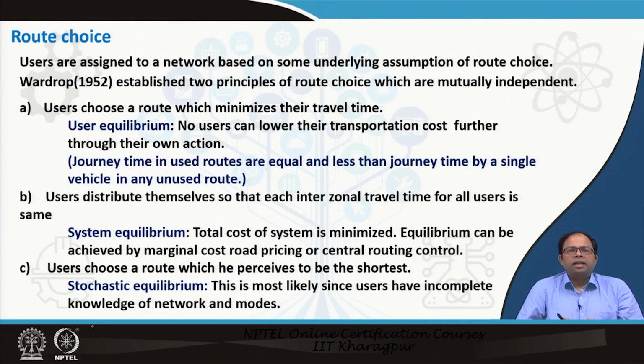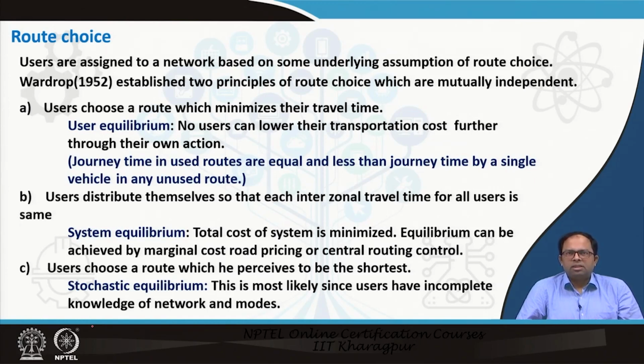Now, Wardrop in 1952 established two principles of route choice, and both these principles are mutually independent, and he actually gave the idea about two forms of equilibrium. One is user equilibrium, another is system equilibrium. Now, in the first one, he says that users choose a route which minimizes their travel time. So, whenever a user chooses a route, he will choose a route which minimizes his travel time, and no user will be able to lower their transportation costs further by changing their action.